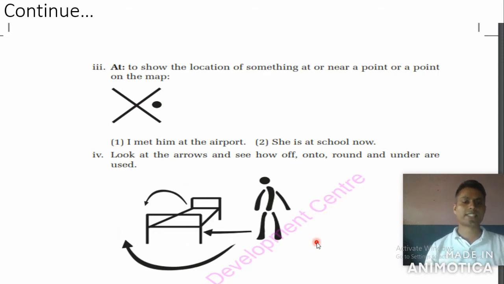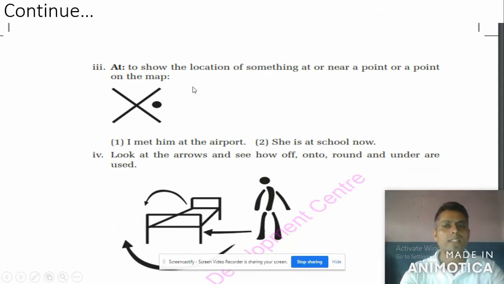Okay, now let's go further. Well, now look at the next one. To show the location of something at or near a point, or a point on the map, okay? So, to show a small location, if something or someone remains in a small location, we use at, right?